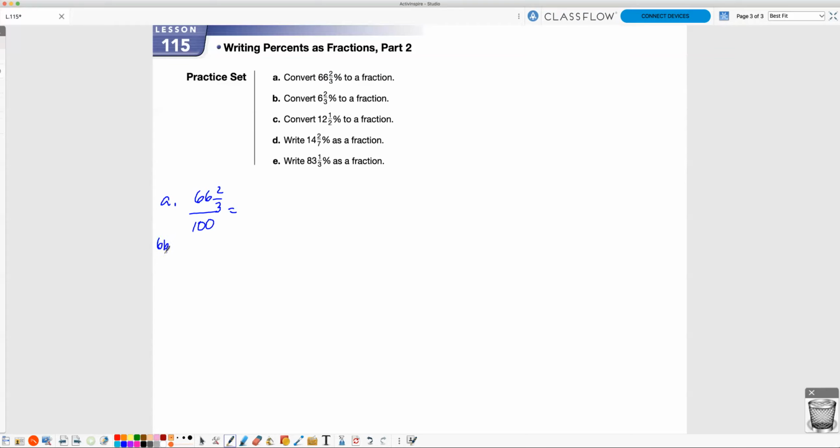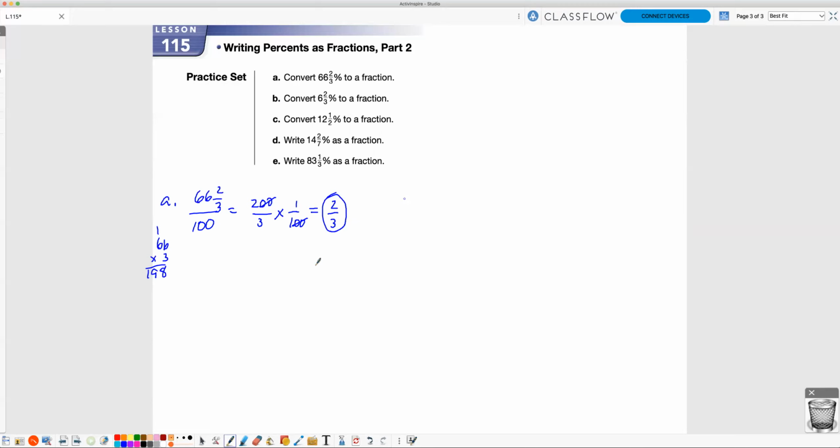I'm going to take 66 times 3 down here. That'd be 198. 198 plus 2 makes 200. So that's 200 over 3 times the reciprocal of 100 over 1, which is 1 over 100. So just keep that in mind. So now I've got 200 divided by 100 is 2, and 100 divided by 100 is 1. Now all I'm left with is 2 in the numerator and 3 in the denominator, because 2 times 1 is 2, 3 times 1 is 3.